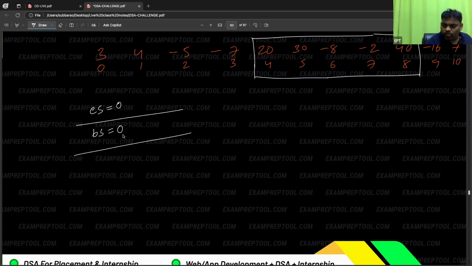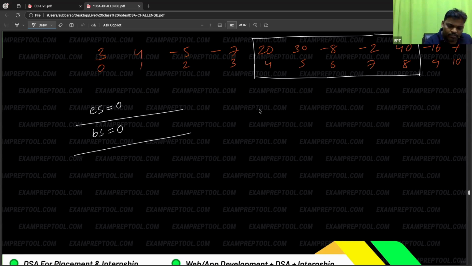Otherwise, if you want, you can take best sum as a big negative number also. Zeros you can take for both. There is no problem at all. I'm starting now. Every time sum is zero, best sum is zero. Now what you do is take the first element.